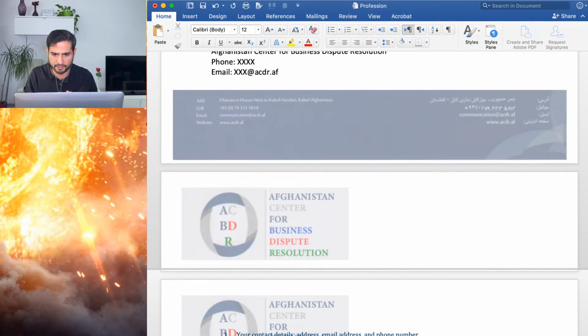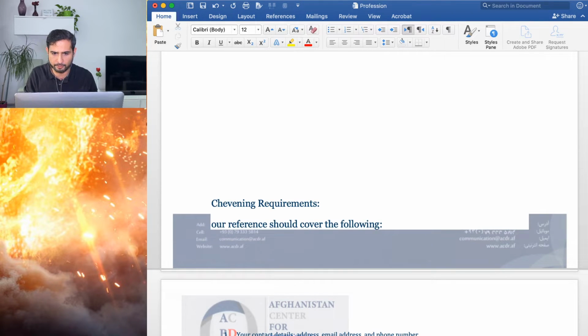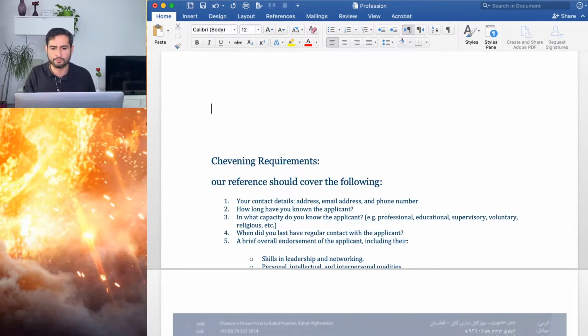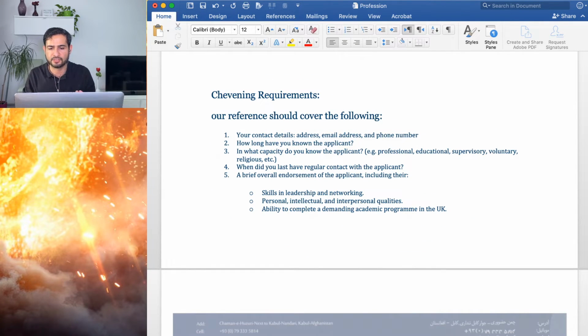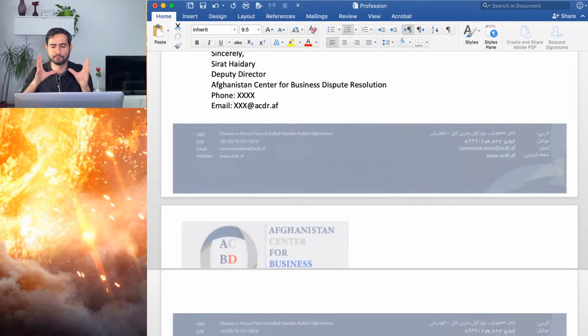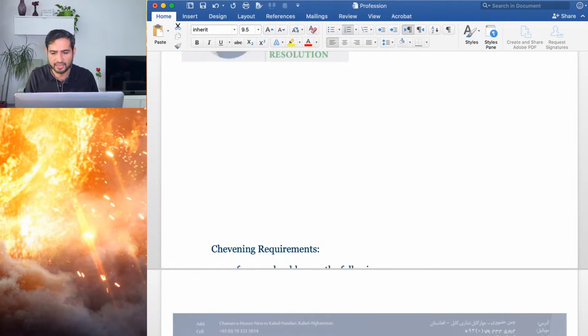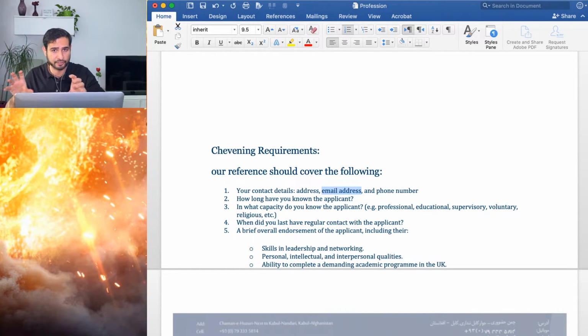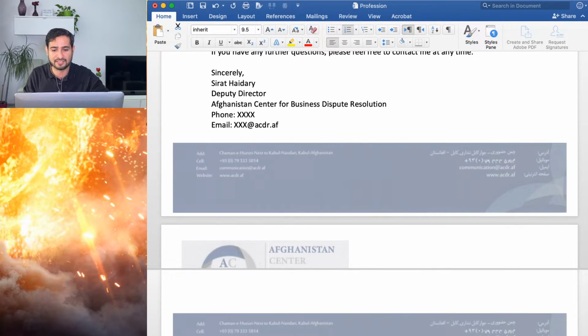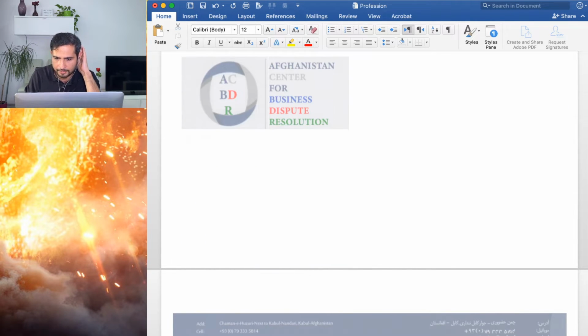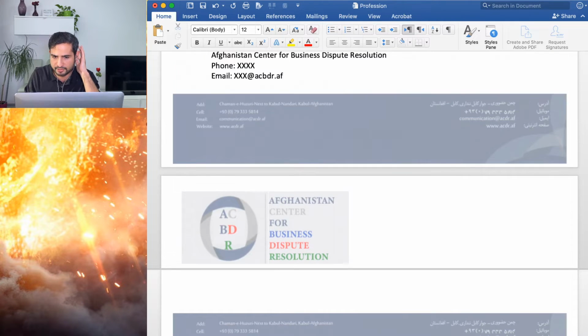So once again, let me take you to the Chevening requirements to see what they were. Requirements of Chevening: your contact details, address, email address. My address is at the bottom of the reference recommendation letter, in the letterhead. The letterhead includes everything, which is why I don't have to write it again. My personal email address is not in the letterhead because it's the letterhead of the organization, the company, the firm, whatever you call it. I wrote my professional email address. You see it is acdr.af. And I wrote my phone number. Yes, you can see my phone number.